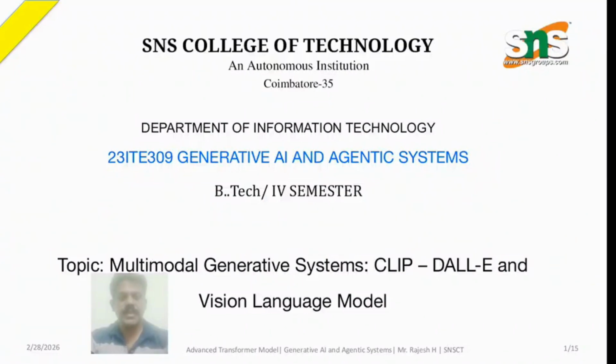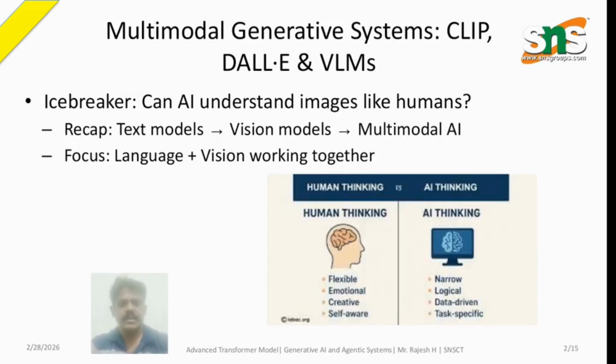Good morning, students. Today we are going to see the topic multimodal generative systems: CLIP, DALL-E and vision language models, from the course Generative AI and the Agentic system. Let us start with the ice-breaking question. Can artificial intelligence understand images like humans?